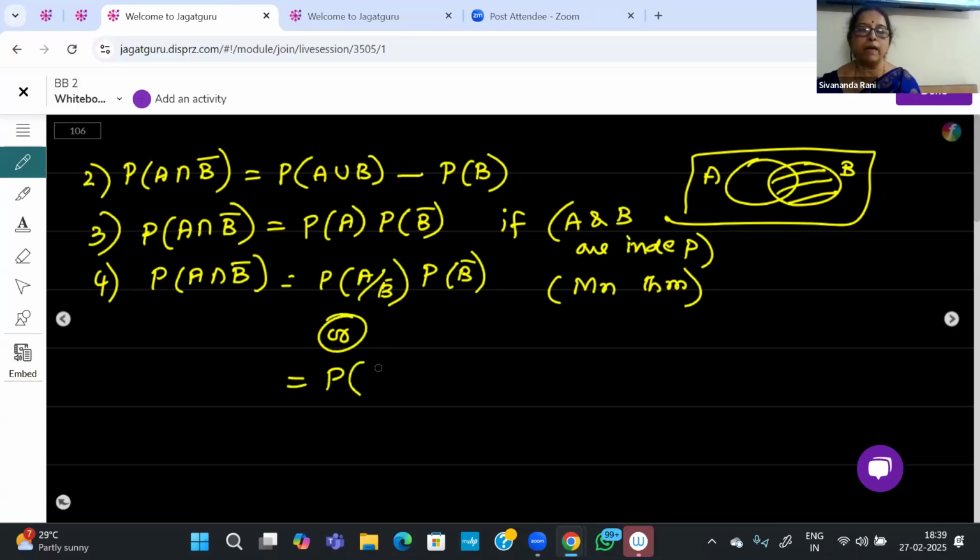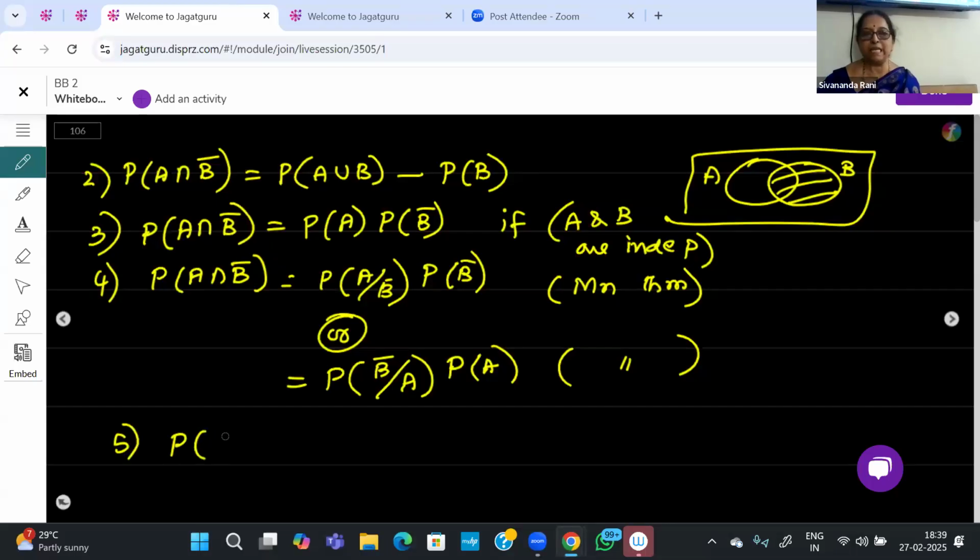Okay, right? I can write this as P of B bar given A into P of A. So that choice is with me. Depending on what is available in the data, I can use various forms of that. Okay. Still, you have not given me what I am looking at.